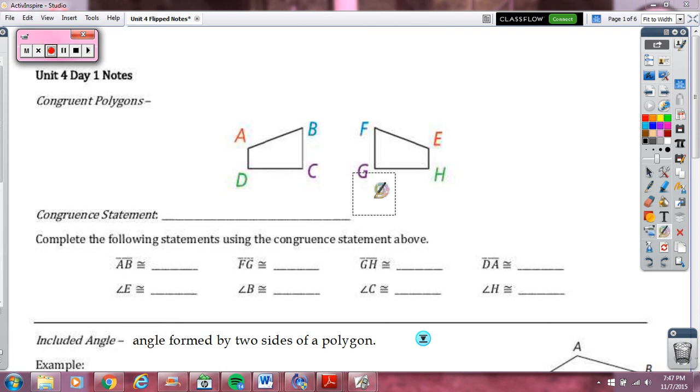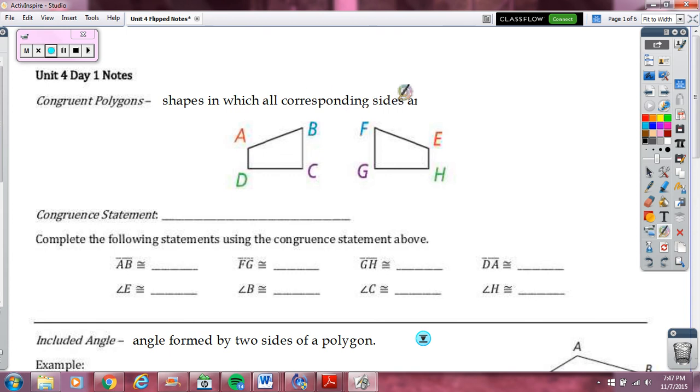Howdy folks, and welcome to our first lesson on congruent triangles. Just some vocabulary you need to know. Congruent polygons are shapes in which all the corresponding or matching sides and angles are congruent.